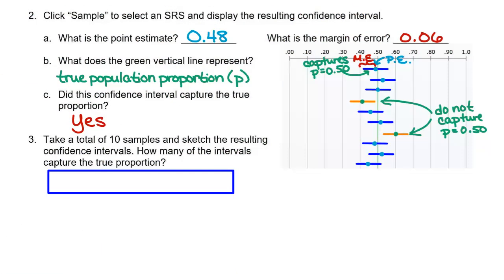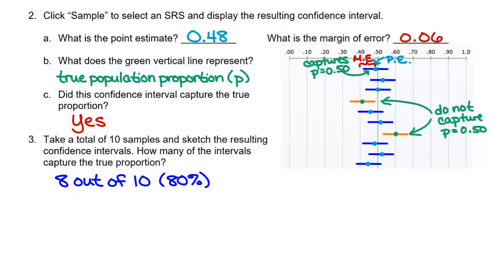So of my first 10, and you can look at your first 10 to answer question number 3, that's what I would prefer you do, but when I'm looking at my first 10 drawn here, how many of those first 10 captured the true population proportion? 8. I had 8 out of 10, so 80%. Where have we already seen 80% show up? Yeah, we told it that we wanted an 80% confidence level, right?